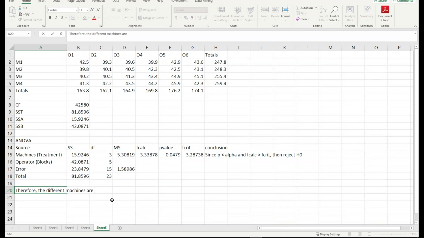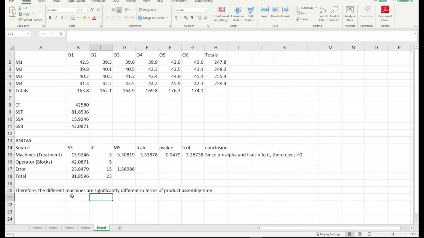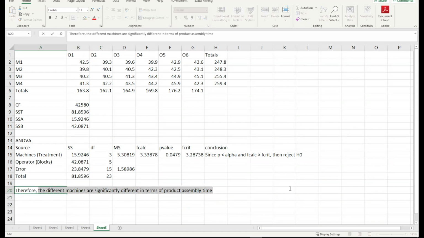are significantly different in terms of product assembly time or rate. Let's just say time. Pwede ganyan. Or pwede rin the type of machine affects the product assembly time. Significantly affects the product time. Pwede din ganun, no? So, sige, ganun na lang. Parang mas malinis pakinggan.